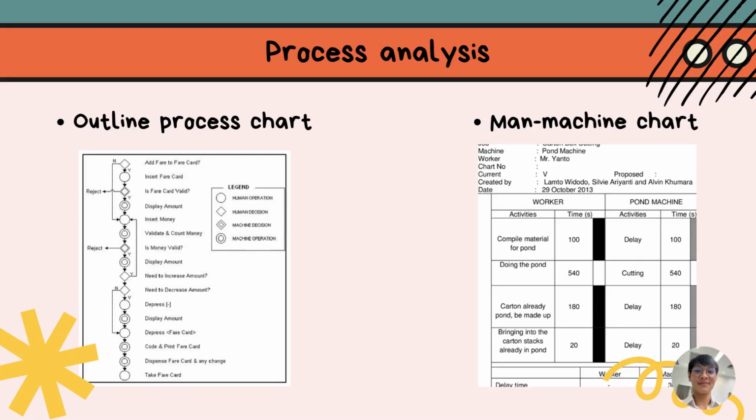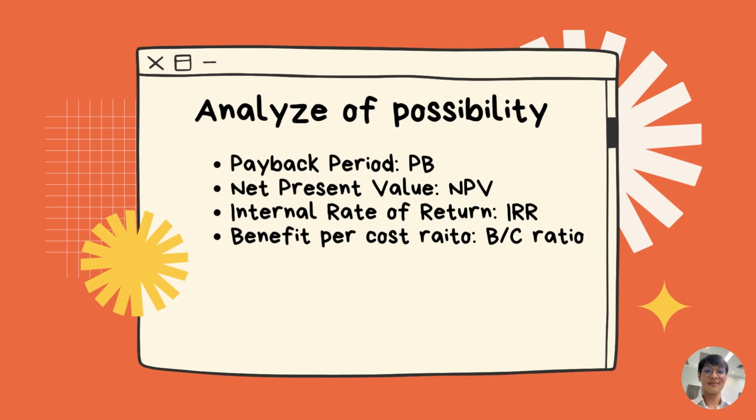Process analysis: the outline process chart shown in the picture, and the man and machine chart. The man and machine chart shows the relation of work and machine. You can also call the chart the cycle time. The last one, in concept and theory, is analysis of feasibility. It has payback period, net present value, internal rate of return, and benefit per cost ratio.